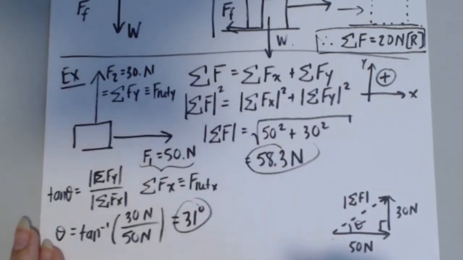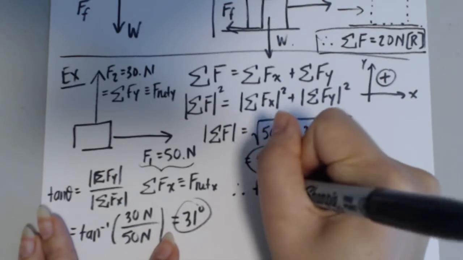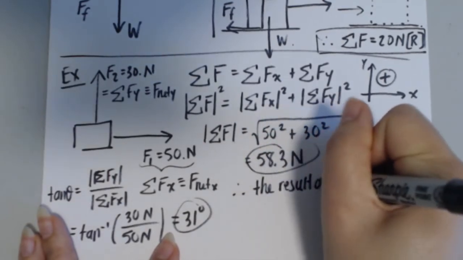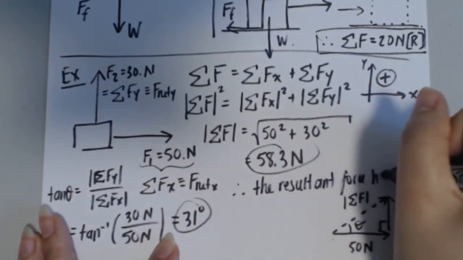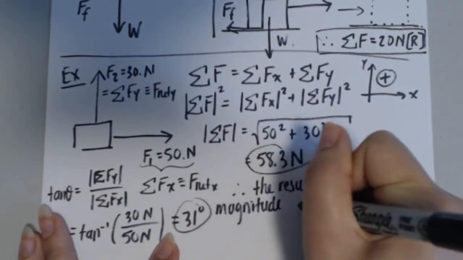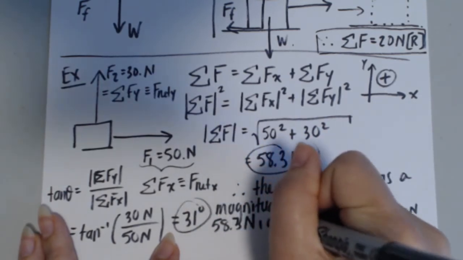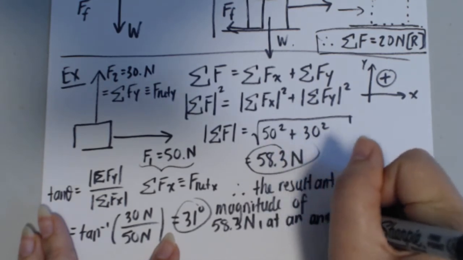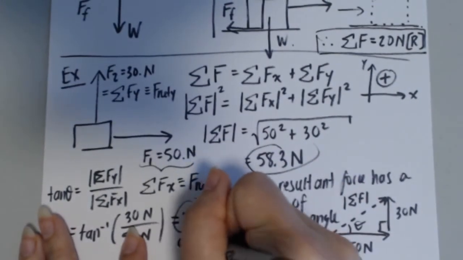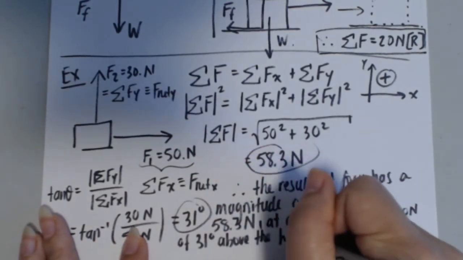Okay, so we have our magnitude, we have our direction. Of course, we don't want to just say it's at 31 degrees. We'll say it's 31 degrees above the horizontal. So therefore, the resultant force has a magnitude of 58.3 newtons at an angle of 31 degrees above the horizontal.